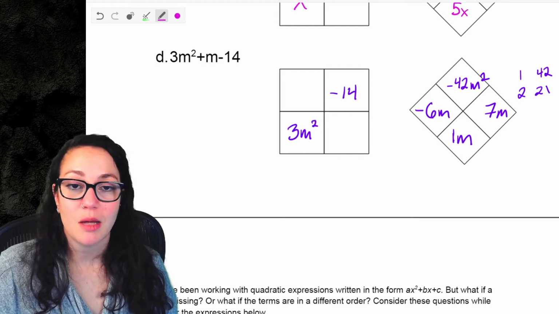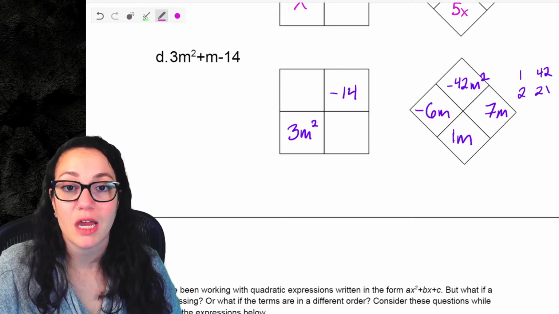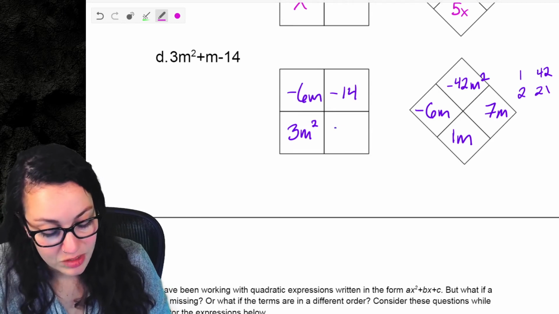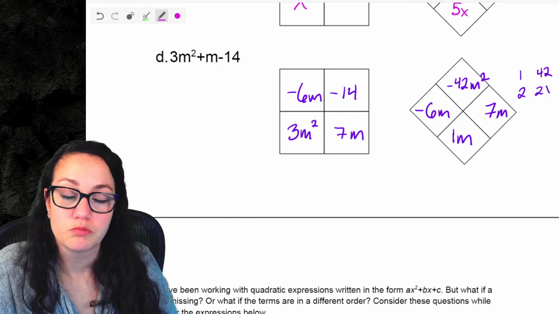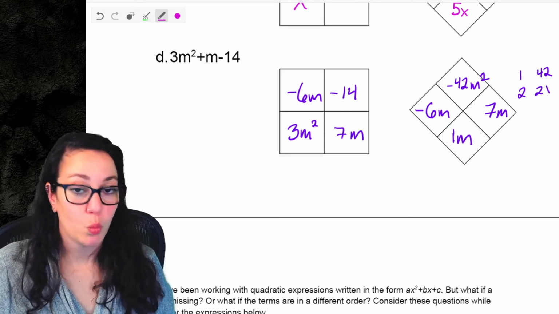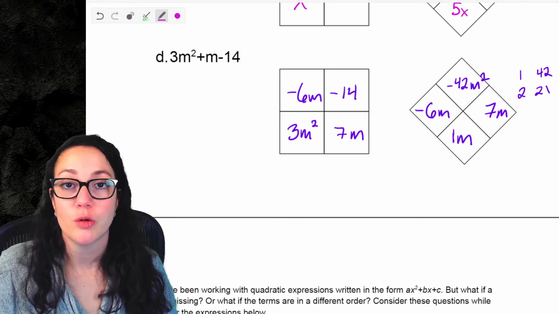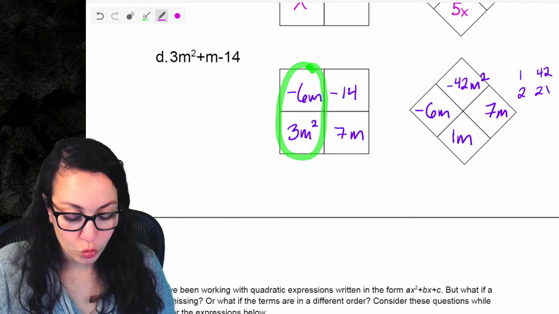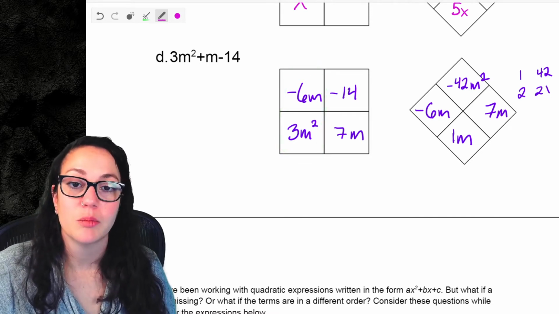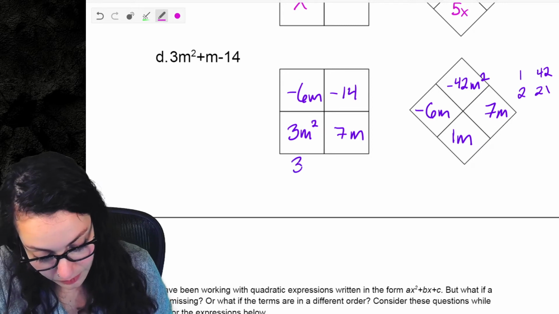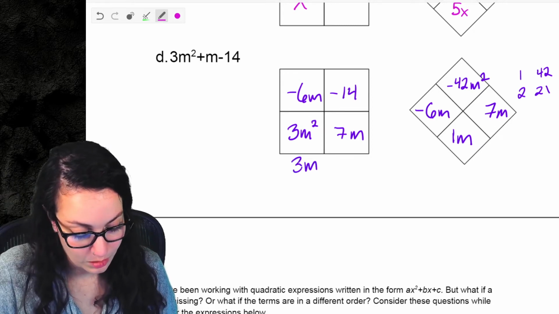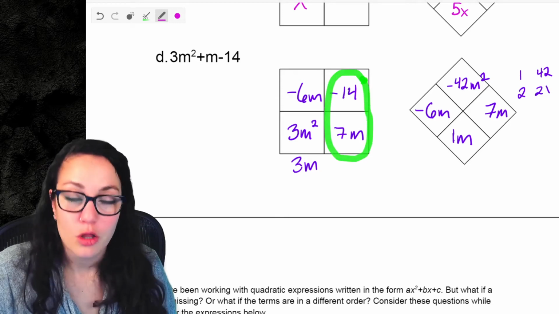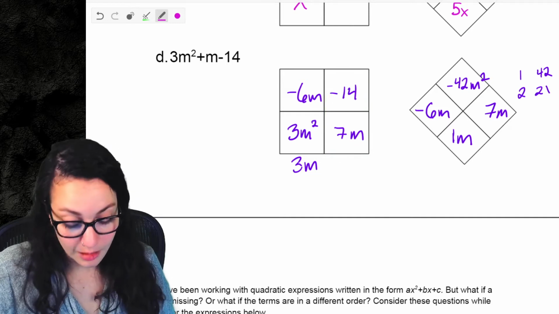Now I have the sides of my diamond filled in. I can move them back to my area model. So I'm going to put the negative 6m up here and the positive 7m down there. Now, surprise, surprise, we look for the greatest common factor in our rows and our columns. I'm going to start with this column. So our greatest common factor in that column is going to be 3m. Then I'll just move to my next column, negative 14 and 7. The greatest common factor there is going to be 7.